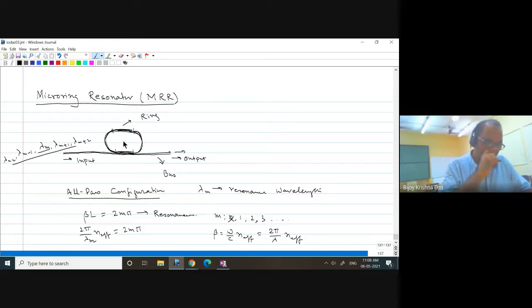So if that is stored, one can think of another type of device, a kind of ring resonator, something like this type of configuration.